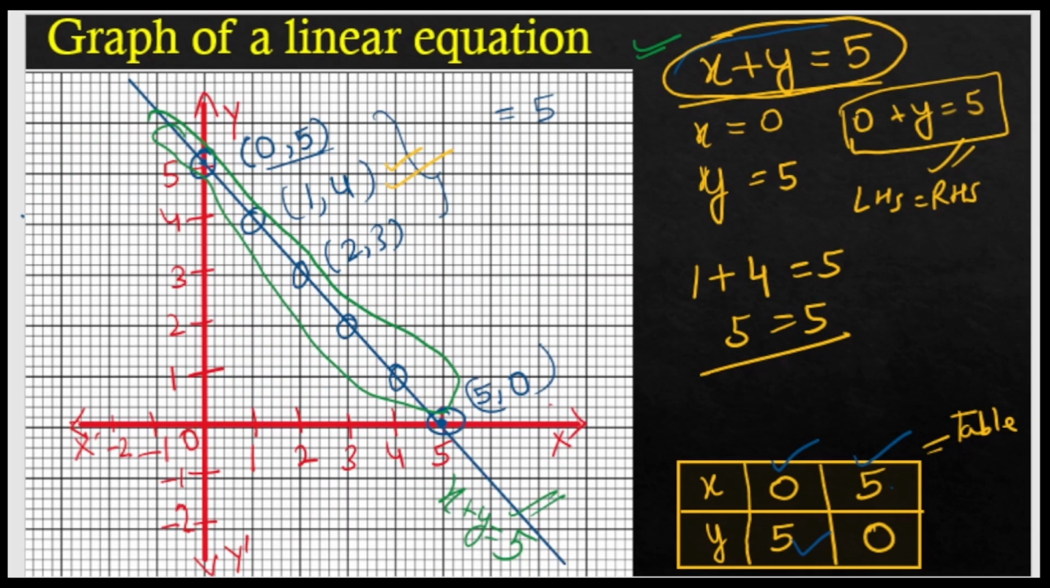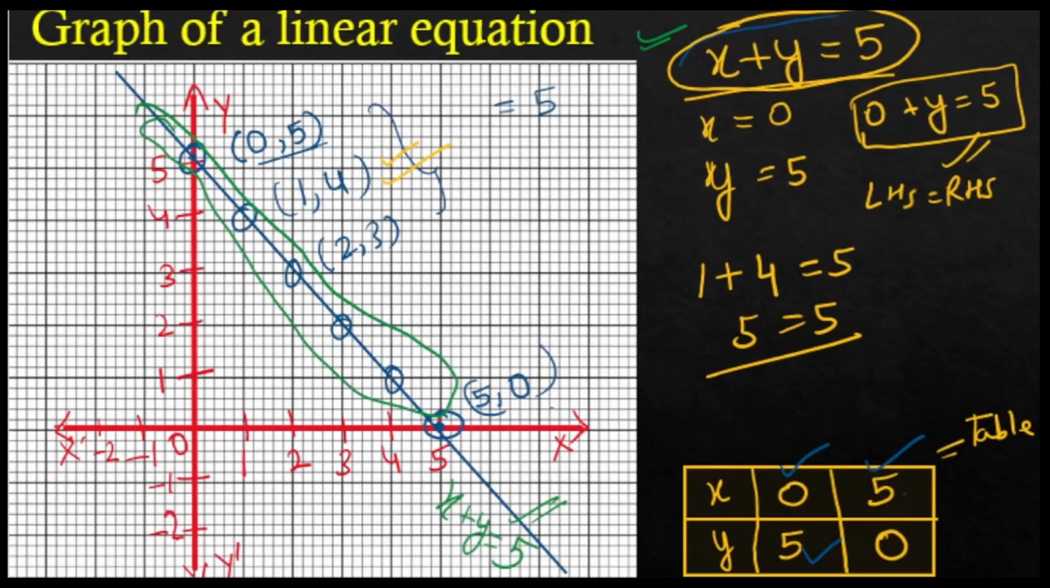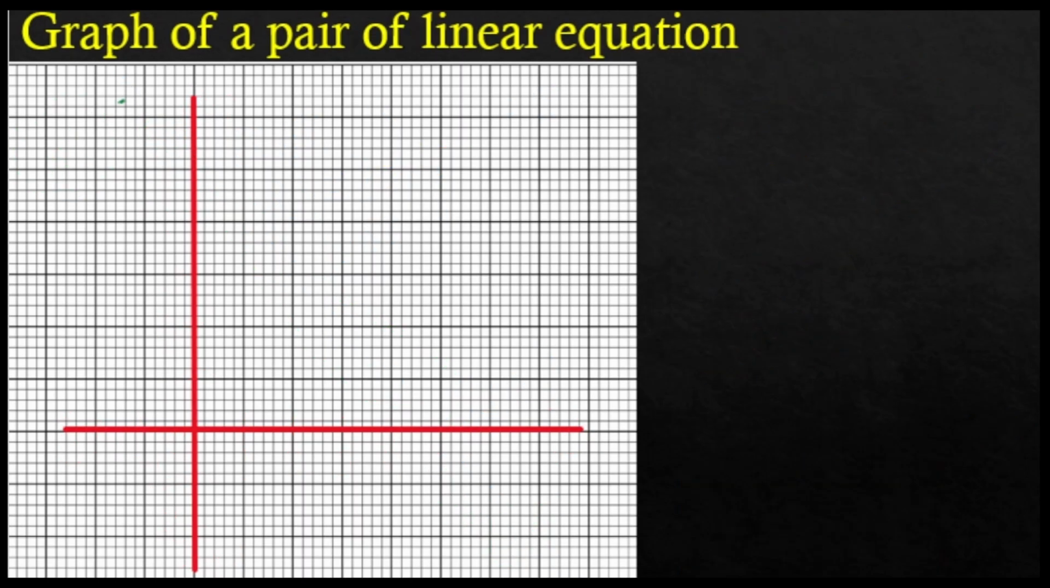In class 10th, we are going to draw two lines instead of one. We did this one line in class 9th, but in class 10th, we are going to draw two lines at a time. So we are going to study about it. That means the graph of a pair of linear equations, that is what it is all about. This is the topic. So let's see how to draw this graph. Let's take a question from the NCERT book.